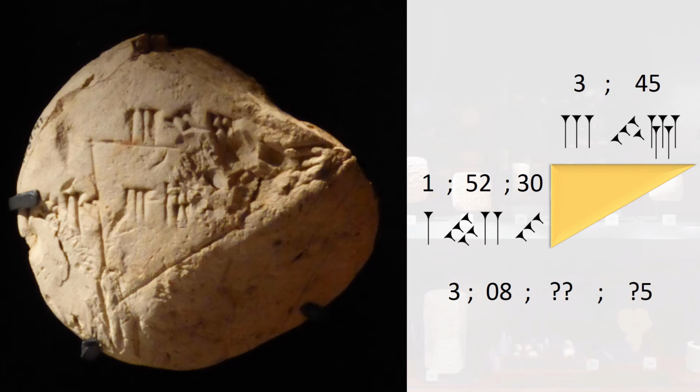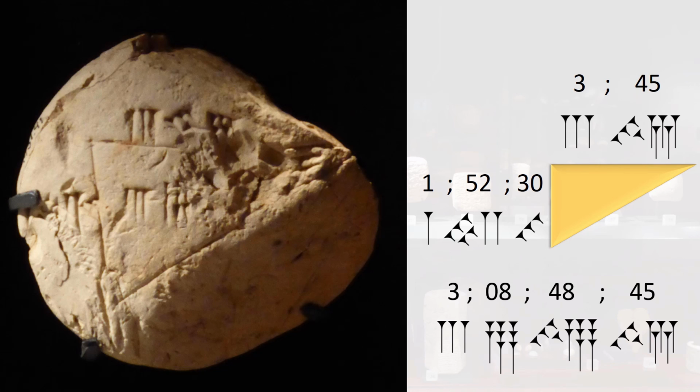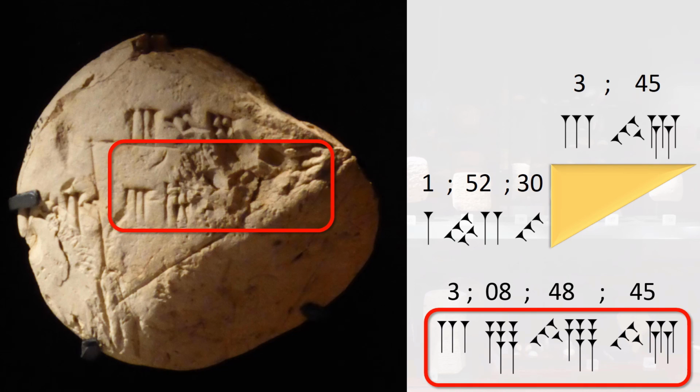Going back to the clay tablet, we can insert the new digits that are missing and convert them to their cuneiform counterparts, and thus we're able to predict an incorrect answer that was lost nearly 4,000 years ago.